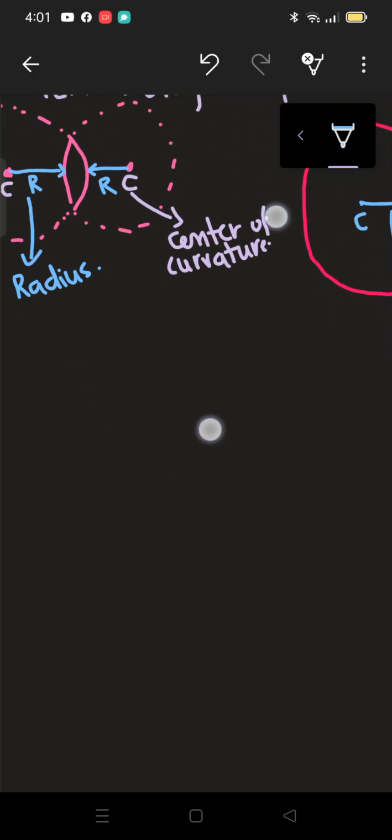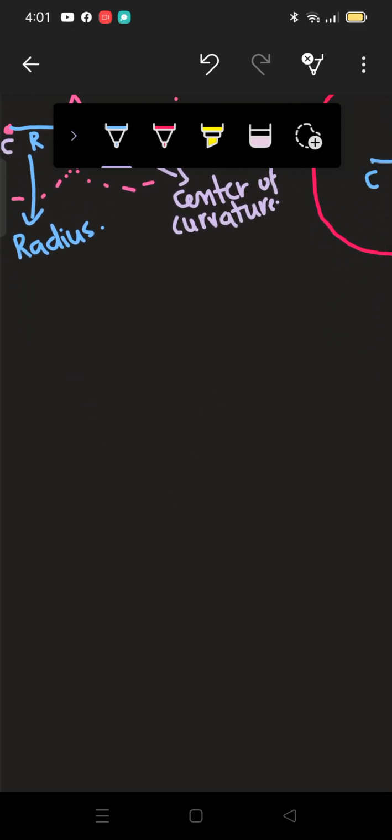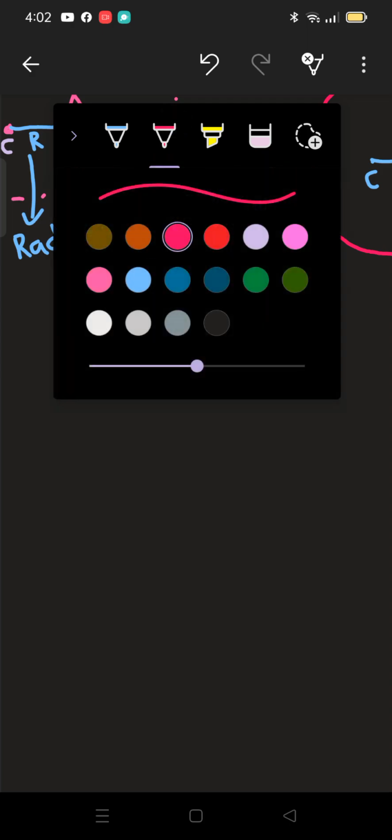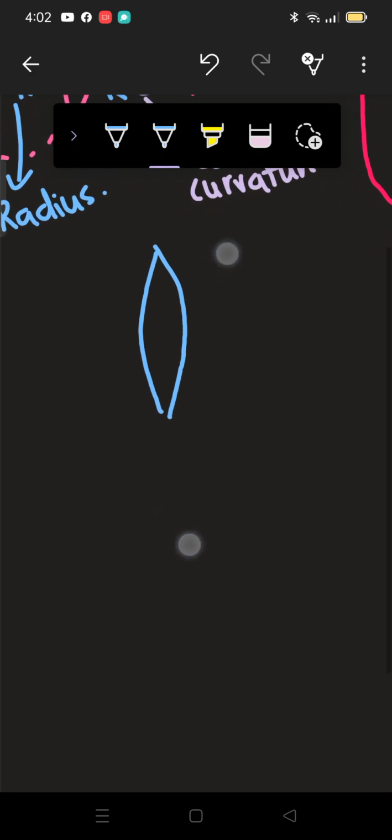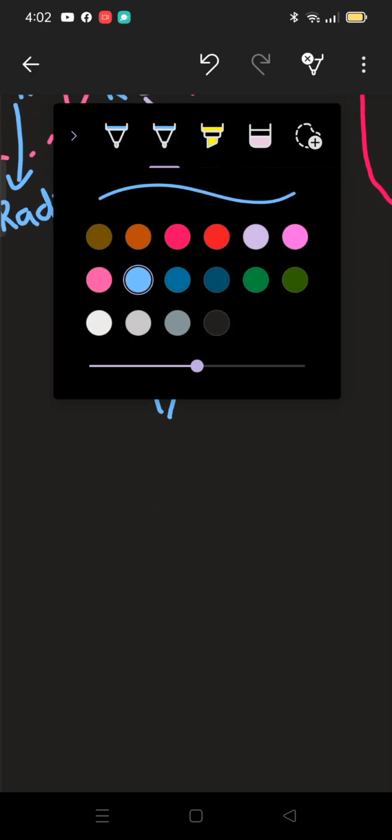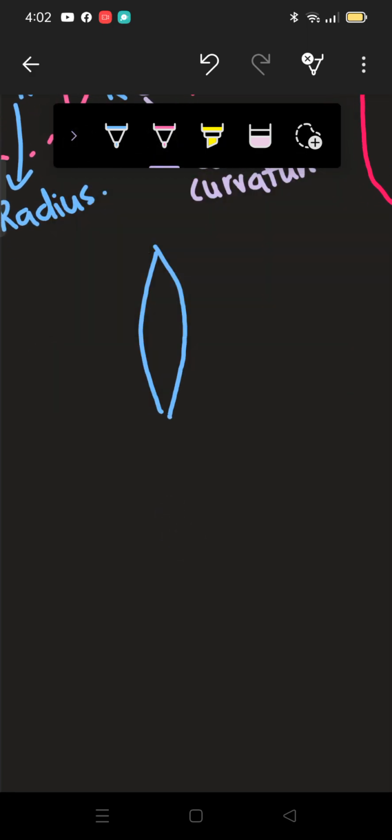Now we have the fourth terminology, which is the pole. Here I am going to make the lens again. Here is the lens, and here I am going to make the principal axis, which is formed by passing through the two centers of curvature.